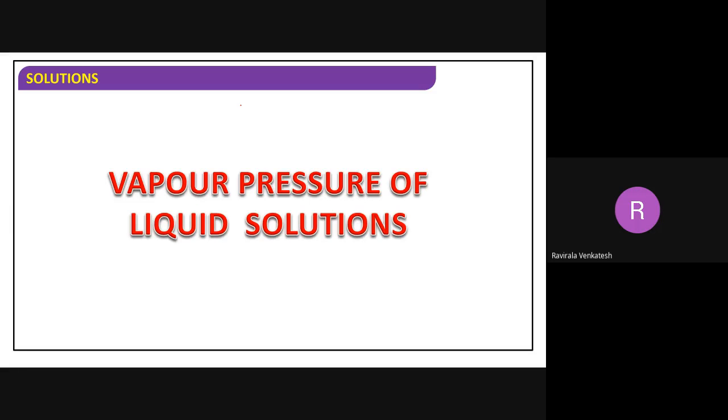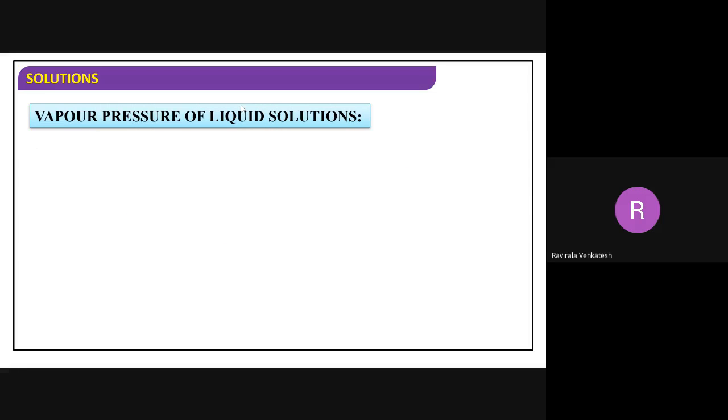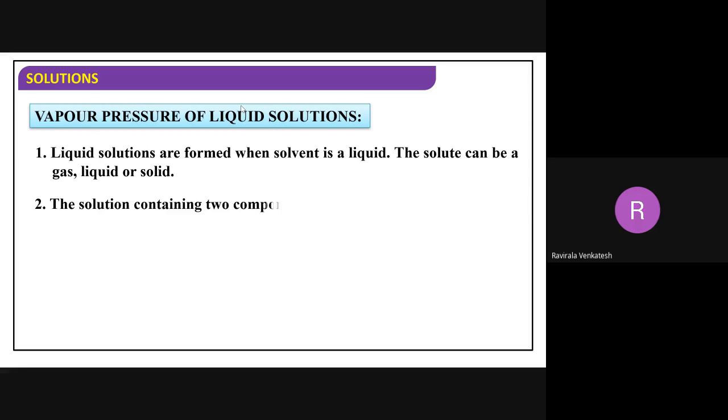Now here onwards, your syllabus will start, up to whatever we discussed, those are basic points. Now, vapor pressure of liquid solutions. Liquid solutions are formed when the solvent is liquid. This is a very simple concept, everyone knows. If the solvent is liquid, definitely we will get the liquid solution. The solute can be gas, liquid, or solid, but the solvent will always be liquid. This is a general thing only.